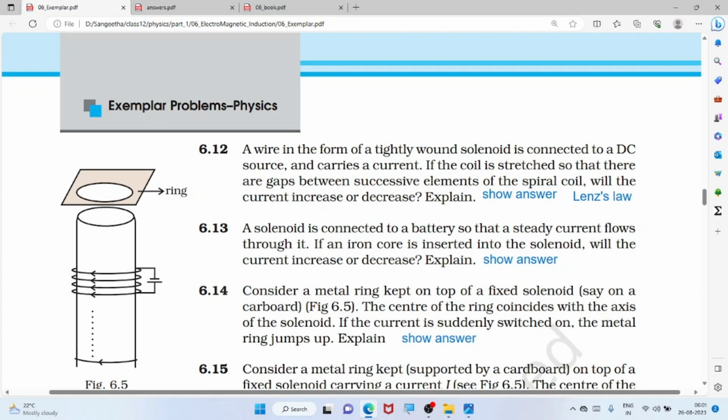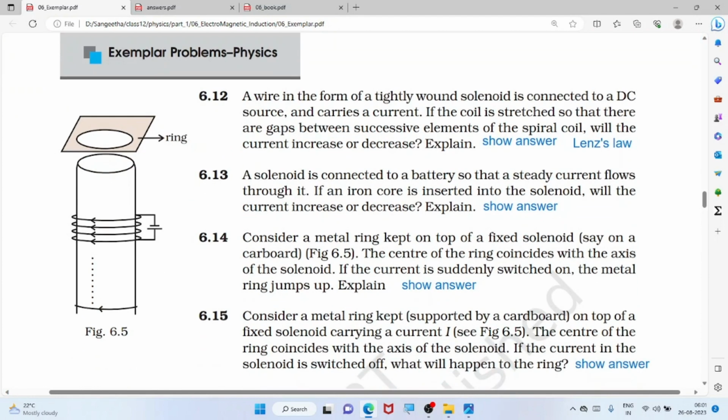A wire in the form of a tightly wound solenoid is connected to a DC source and carries current. If the coil is stretched so that there are gaps between the successive elements of this coil, will the current increase or decrease? This is based on Lenz's law, problem 6.12.